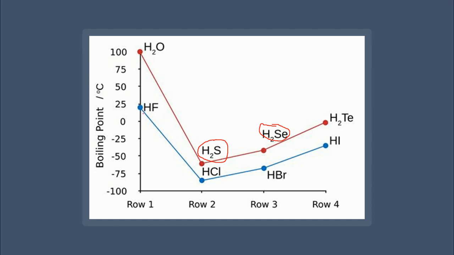And you see the same thing with this. HF has hydrogen bonding, so it has the strongest type of intermolecular forces between HF, HCl, HBr, and HI. But notice HF has a lower boiling point than H2O, because H2O is a larger molecule, so it's more polarizable. So it has stronger intermolecular forces.